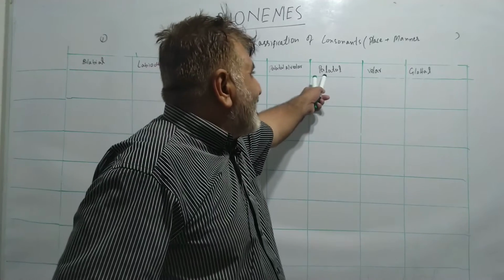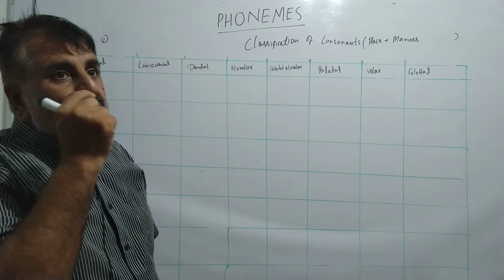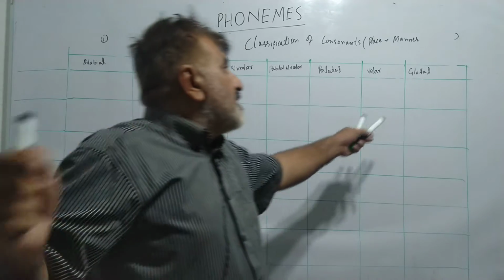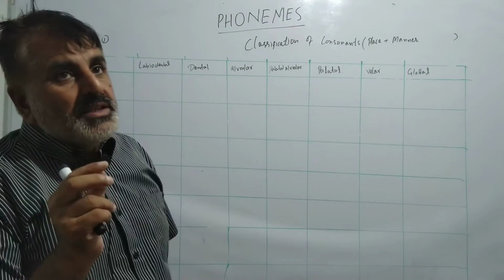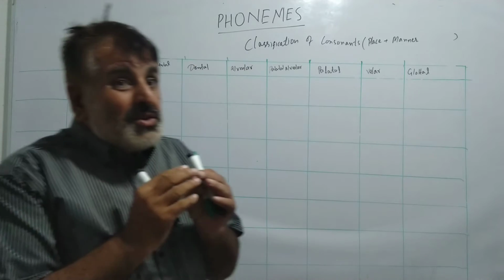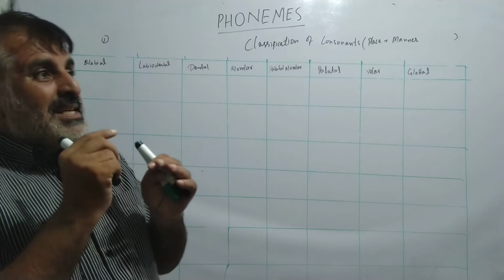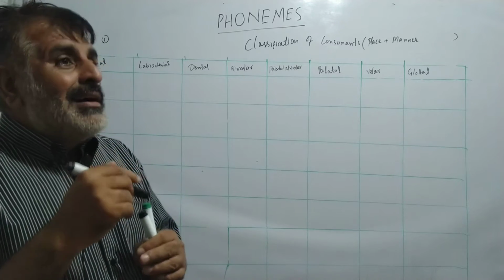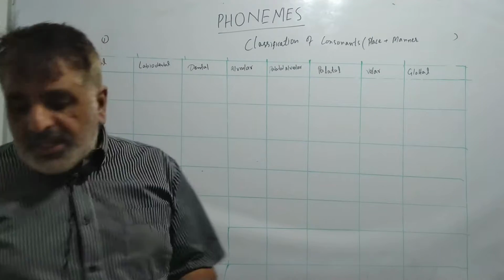Then this is pure palatal, and then velar. For velar, the soft palate may be used and sounds can be produced. And this is glottal. For that particular sound, the vocal cords leave a space and a sound can be produced, like ha, ha. So now let's start.